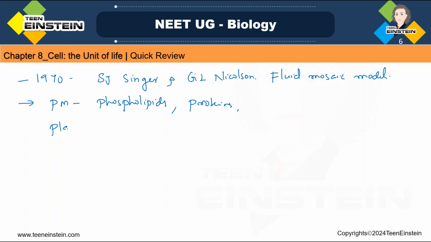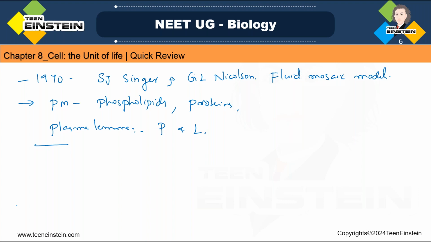Okay, plasma lemma sequence. In the fluid mosaic model, the correct sequence of the plasma lemma is protein, lipid, protein and lipid, then lipid. So the fluid mosaic model is the most reasonable explanation of the structure of the plasma membrane. This explains the structure of plasma membrane properly. Okay, so these are the models proposed, and this you need to learn.